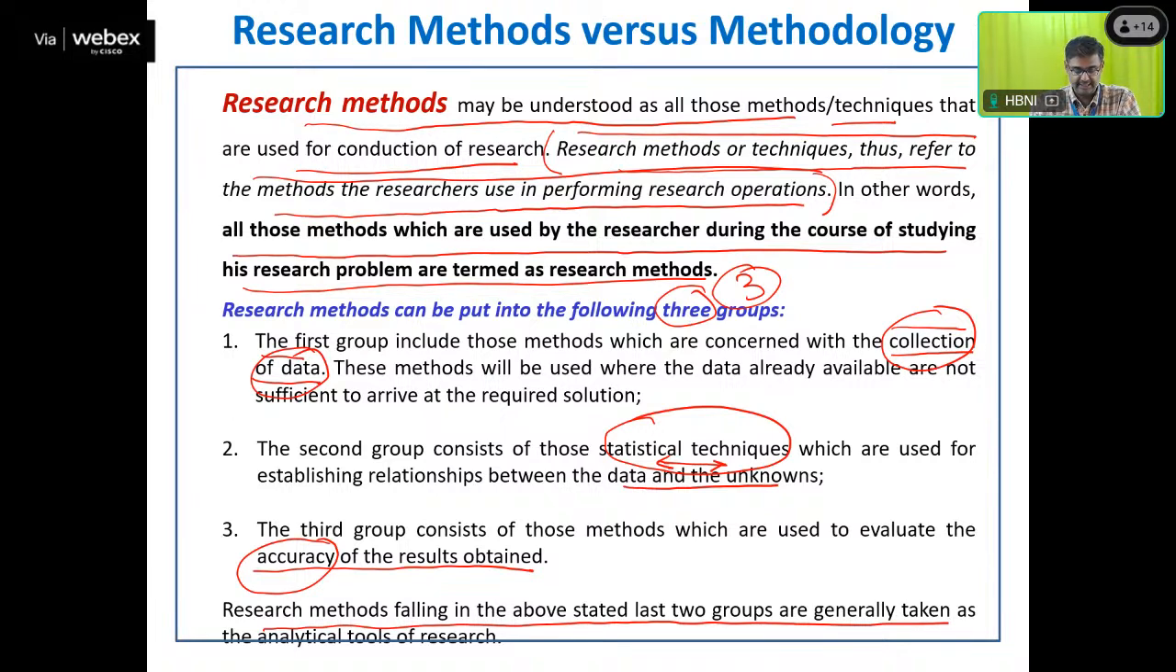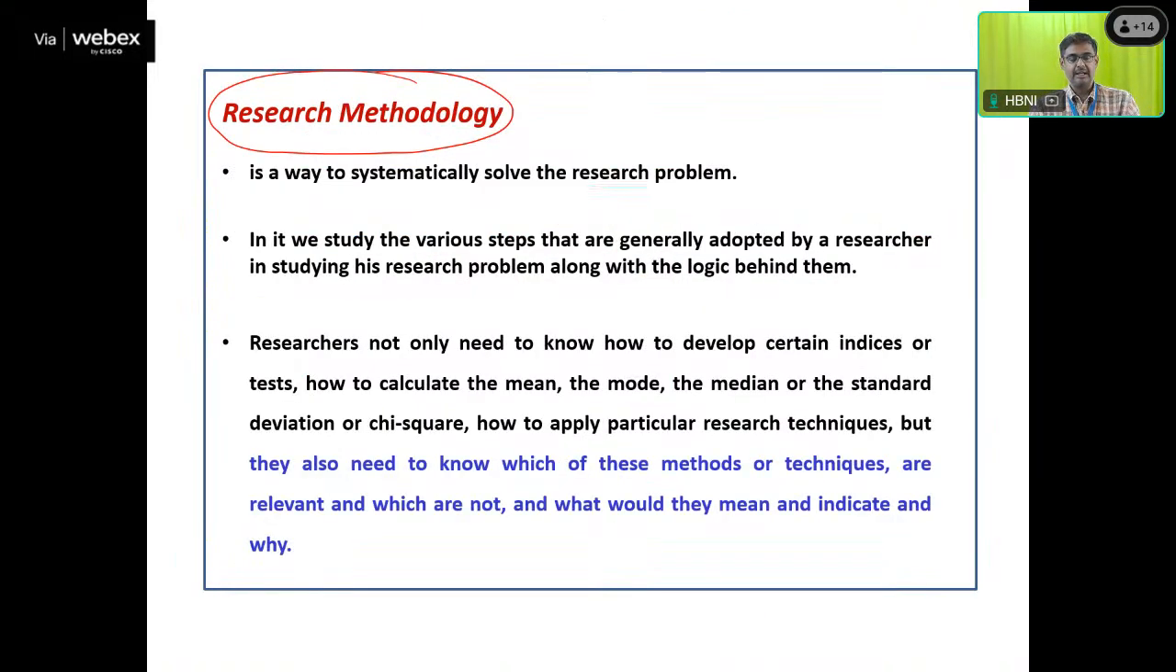The last two fall in the category of analytical tools, but all three fall under the category of research methods. So what is methodology? Research methodology is a way to systematically solve the research problem. So it's totally different, as you see.